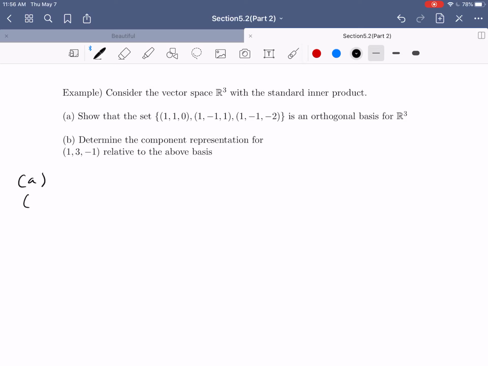So let's go ahead and do our first inner product. We've got to do the first guy with these two, so that'll be two. And then we'll have to do this guy with this guy. So there'll be three computations here.